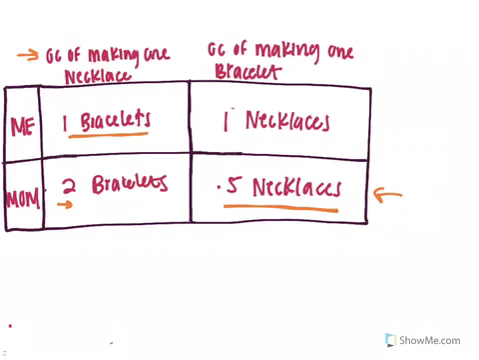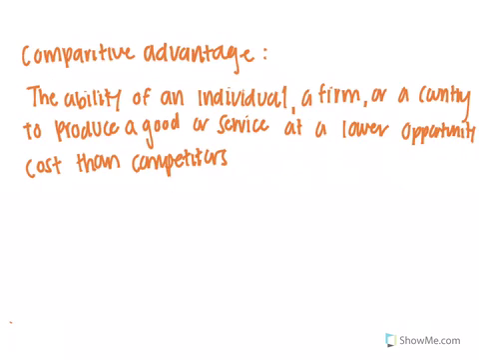From this data, because I have a lower opportunity cost here, it would be more beneficial for me to dedicate my time to making necklaces, and it would be more beneficial for my mother to dedicate her time to making bracelets. In both of these instances, I have a competitive advantage in making necklaces because I have a lower opportunity cost, and my mother has a competitive advantage in making bracelets because she has a lower opportunity cost. What competitive advantage means is that it's the ability of an individual, a firm, or a country to produce a good or service at a lower opportunity cost than competitors.